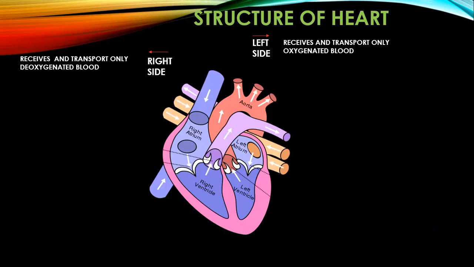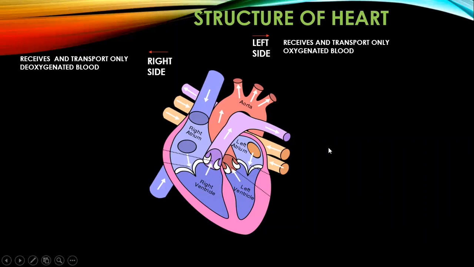Now let us see in detail the different structures or parts of the heart. As I have told you, the left side of the heart always receives and transports oxygenated blood, and the right side of the heart receives and transports only the deoxygenated blood. Both are separated with the help of a partition called the septum, which prevents the mixing of oxygenated and deoxygenated blood.